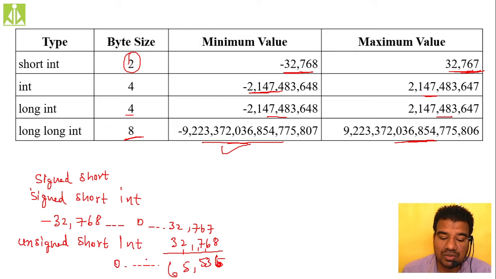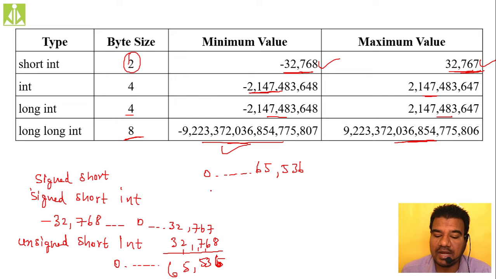So 0 to 65,536. If it is an unsigned short int, the range will get doubled, and that range is simply 65,536. So this is your positive, negative, and this is your positive in case of signed short. But if it is unsigned short, simply the range will get doubled and you will get like this. This is not only for short, this is true for all: integer, long integer, likewise.